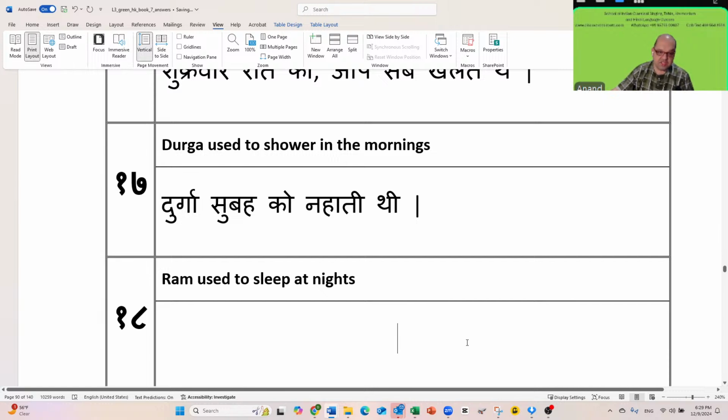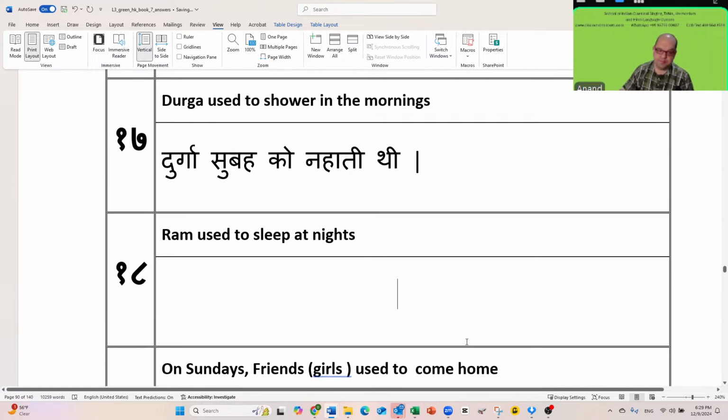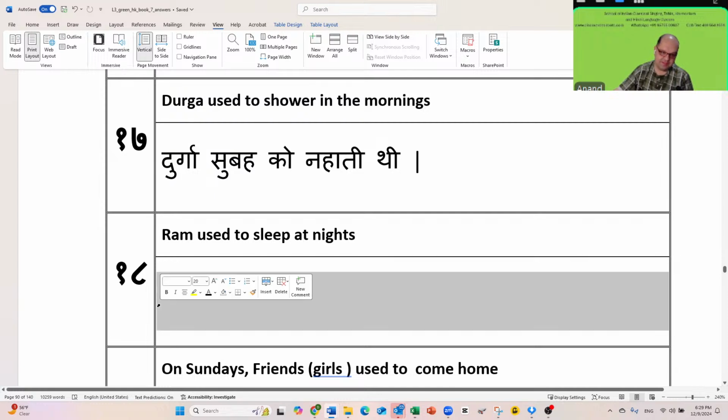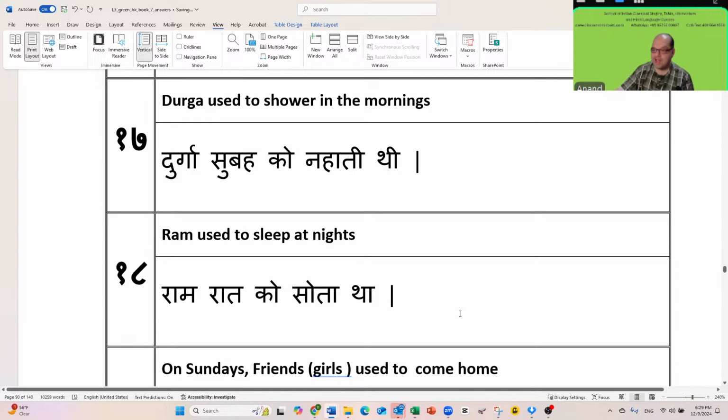Okay, Ishan, next one. Ram used to sleep at nights. Who doesn't sleep at night? राम रात को सोते थे. Okay. So I wrote Ram रात को सोता था. Why did Ishan say सोते थे? Because Ram is God. Yeah, because he assumed Ram is God in this sentence.